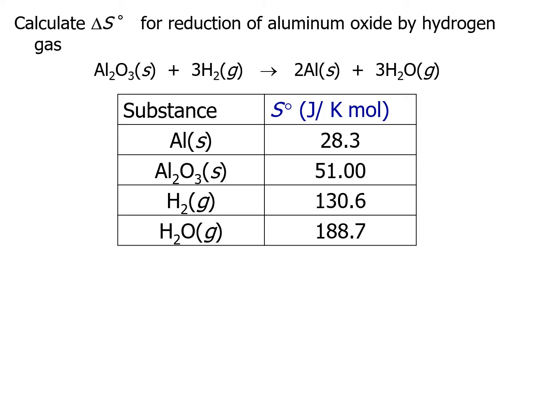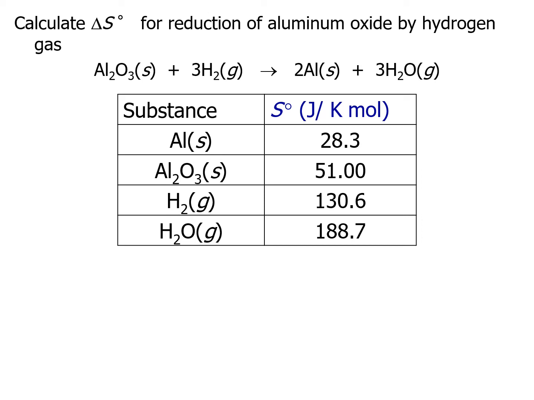So we have Al2O3 plus 3H2 changes to 2Al plus 3H2O. So this is a chemical reaction. S naught for each of the reactants and products is given to us. The question is: calculate delta S naught for the reduction of aluminum oxide by hydrogen gas.